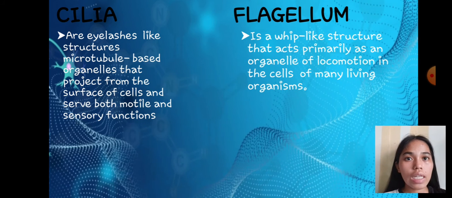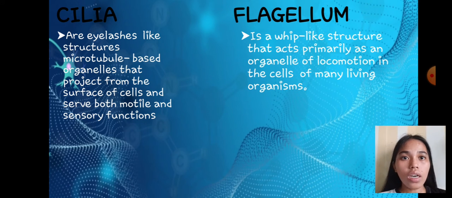Next is cilia. Cilia are eyelash-like structures, microtubule-based organelles that project from the surface of cells and serve both motile and sensory functions.